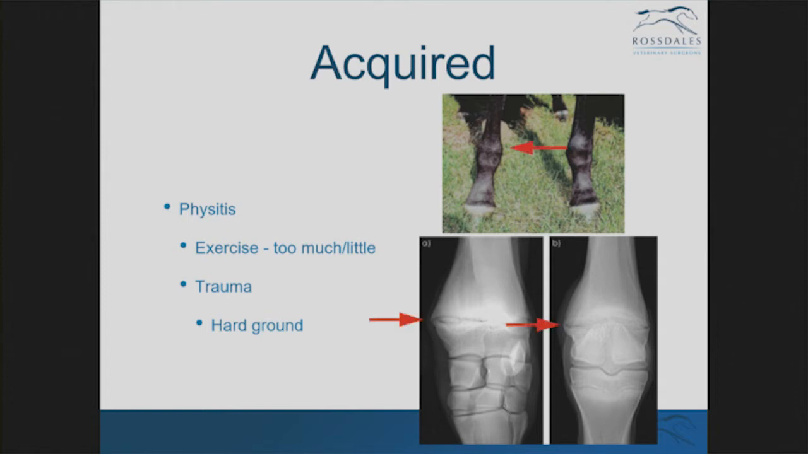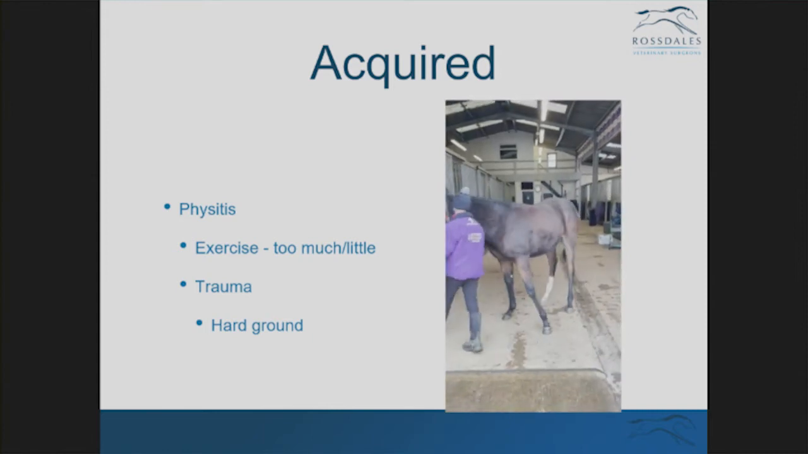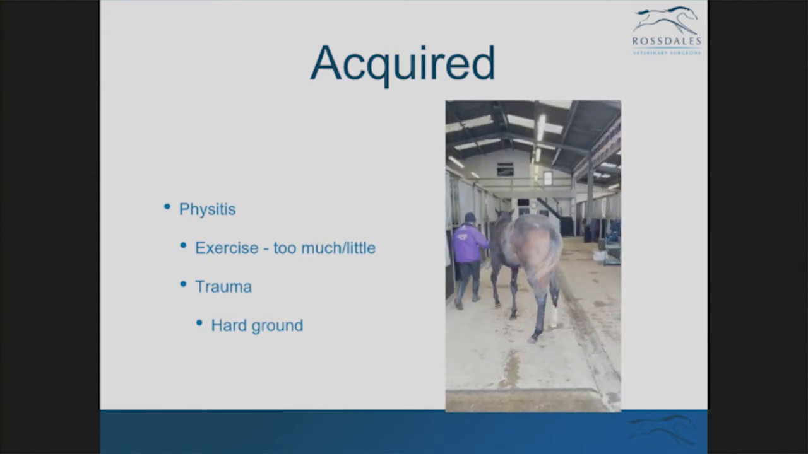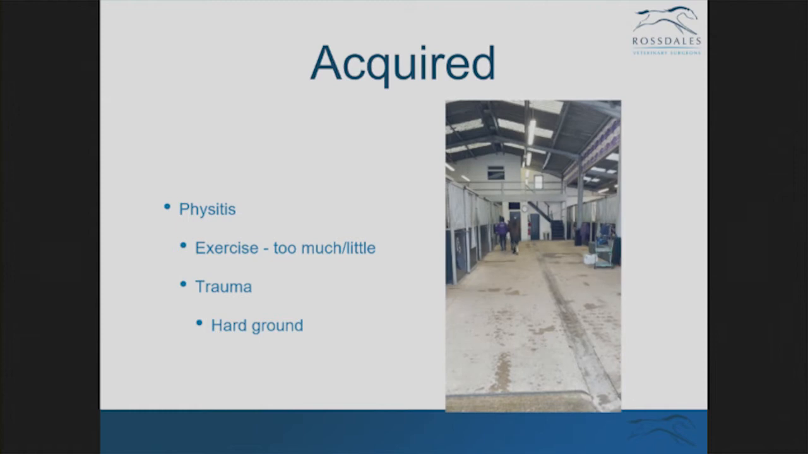And here you can see, I've highlighted with the arrows there in that picture at the top, the little bump just above the fetlock joint, and that's the prominent growth plate on that foal as a result of the physitis. This is a video of a yearling that's got a mild deviation of its knee towards the inside, a varus deviation.